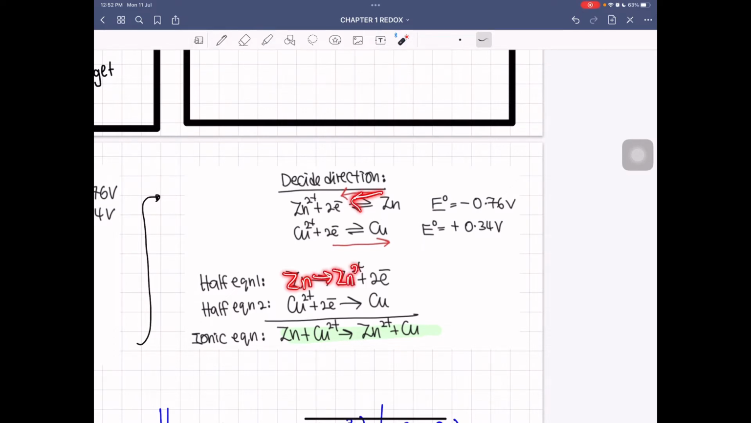Okay, then only Zn2+ plus 2 electrons. Kalau tak, we tulis macam ni kan? But now no, because we know it's negative, so it's going to the left. It breaks down into this. So from here it donates.